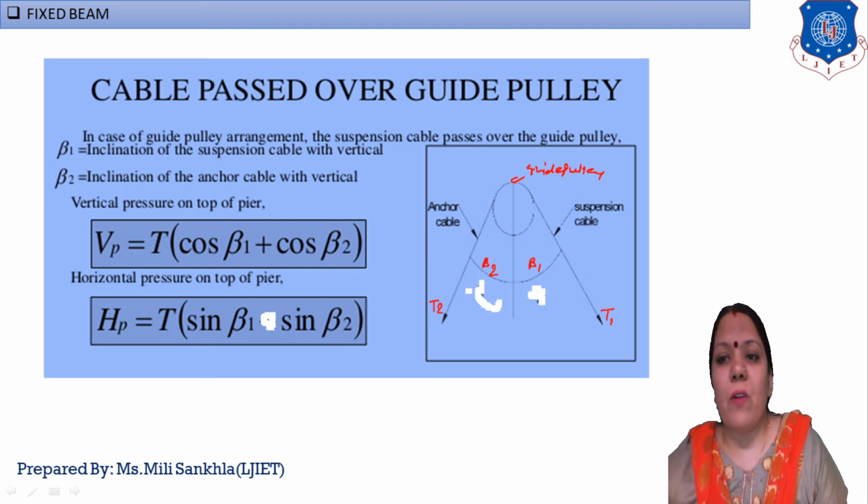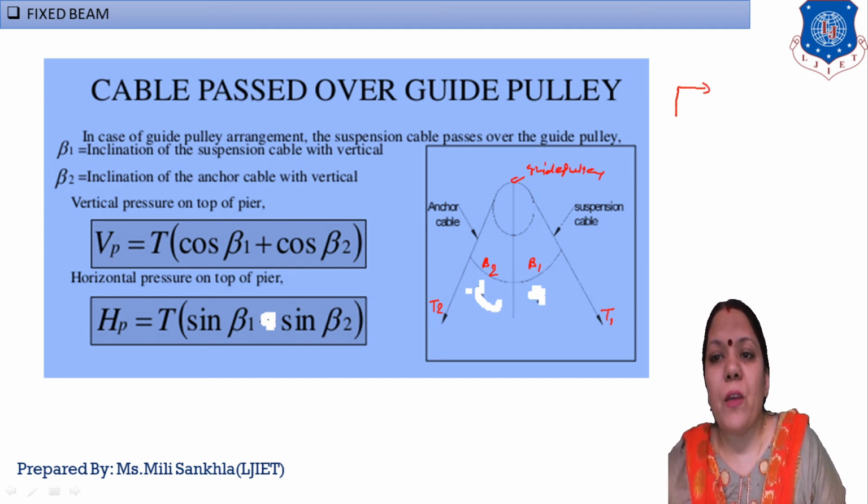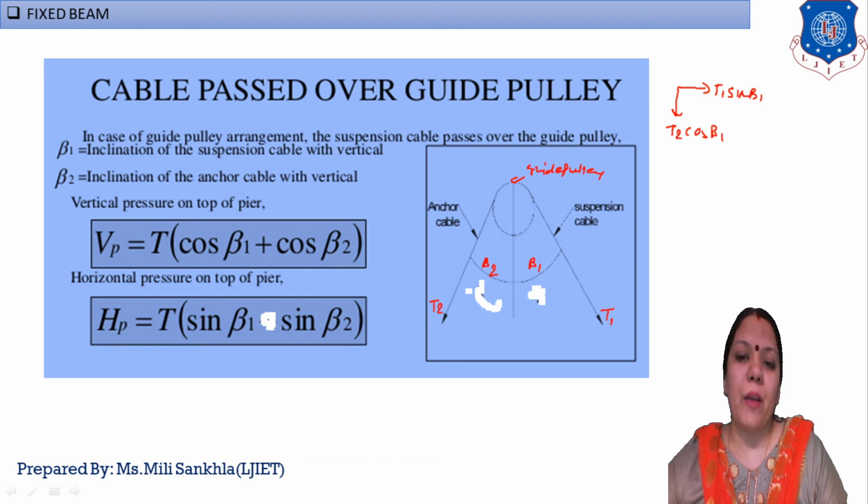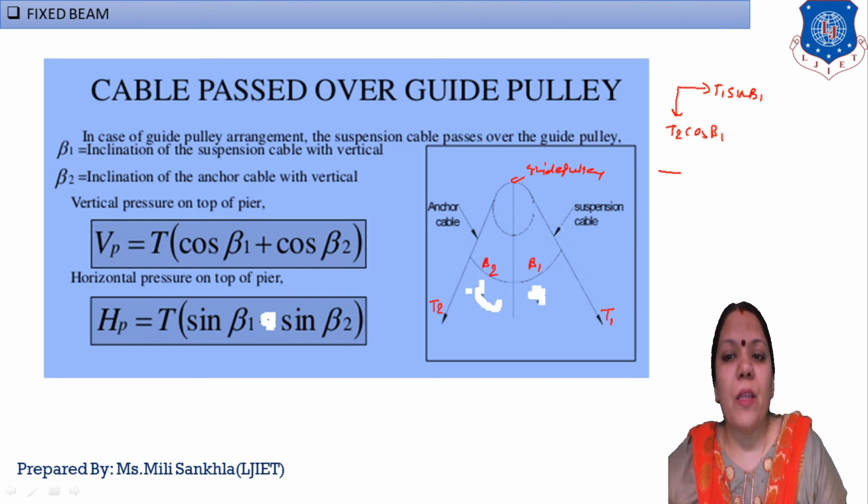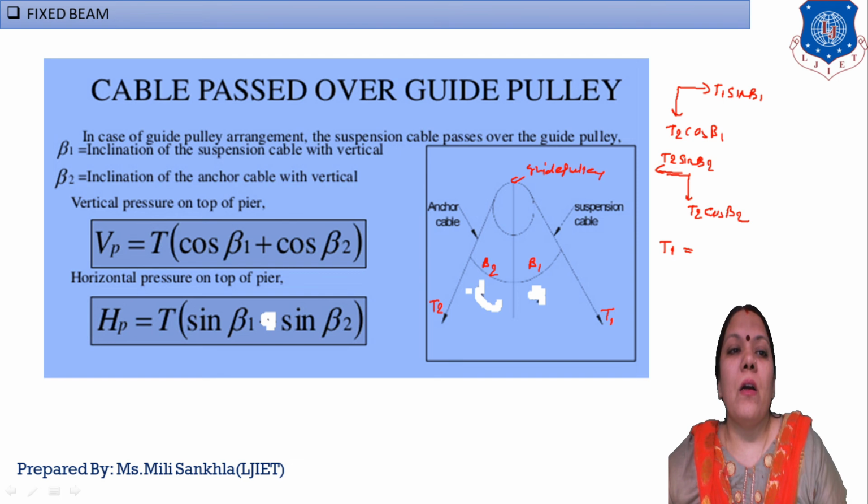If we resolve this T1 force, the resolution is like this way. T1 sin beta 1 and here T1 cos beta 1. This T1 component makes the vertical component T1 cos beta 1 and the horizontal component T1 sin beta 1. Next, this component is resolved in the same way. This one is our T2: horizontal component T2 sin beta 2 and vertical component T2 cos beta 2. When the cable passes over the guided pulley, in this case T1 is equal to T2 is equal to T. So here we can write T.